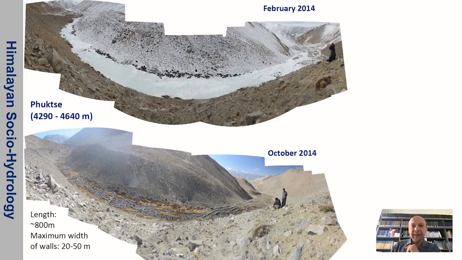And here, this is also a very long structure in one of the upper parts of Ladakh, in a village called Pukse, where we have a structure that is more than 800 meters in length, and we have 20 to 50 meters long walls that allow this long structure to be built. I took this photograph in February 2014, and I revisited the area to check the situation without ice accumulation, and this is the result.